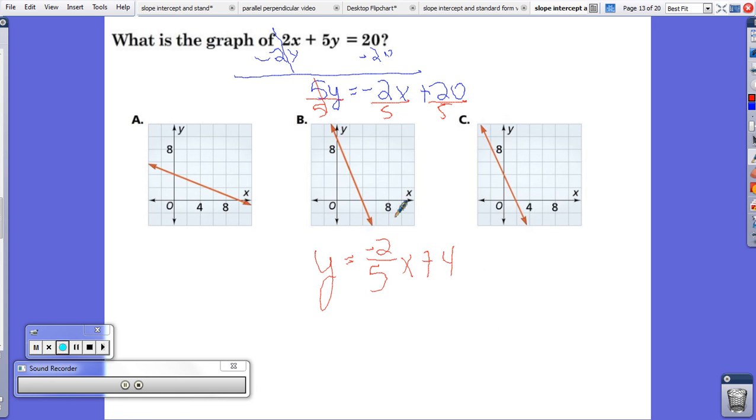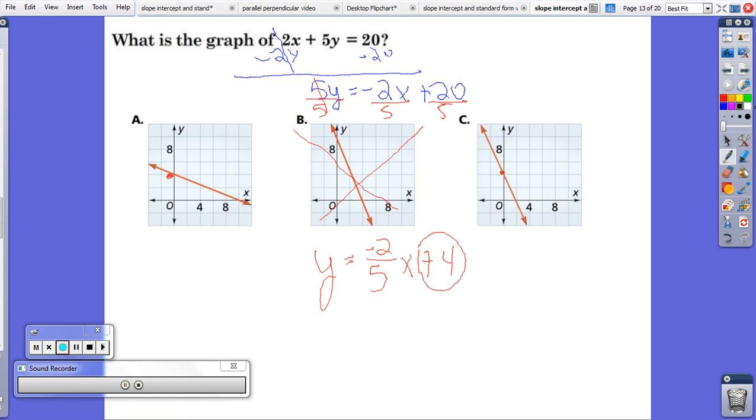Okay? So now I'm going to look at the graph. The first thing I'm going to look at is my y-intercept at plus 4. Right here, right there. So B is not the answer. Okay? And then I'm going to say, okay, I have a negative 2 over 5, which means I'm going to fall 2, and then I'm going to run positive 5. Okay? So I'm going to fall 2, 1, 2, and I'm going to run positive 2, 4, 5.